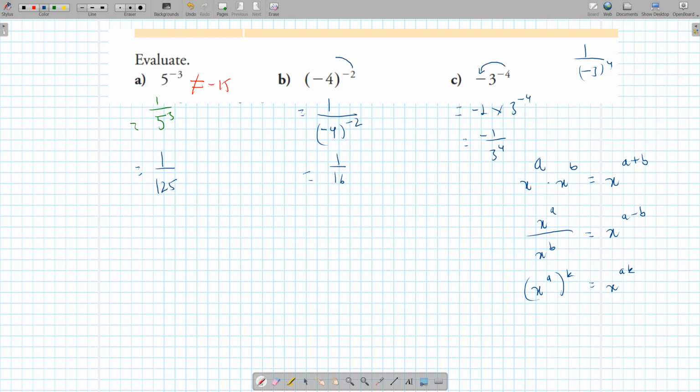Look at the difference between B and C. In B, the negative 2 also applies to the negative sign inside because there's a bracket around it. But in C, there's no bracket. That means the exponent does not apply to the negative sign. That's why it looks like this. And 3 to the power of 4 is 81, and the answer should be negative 1 over 81.